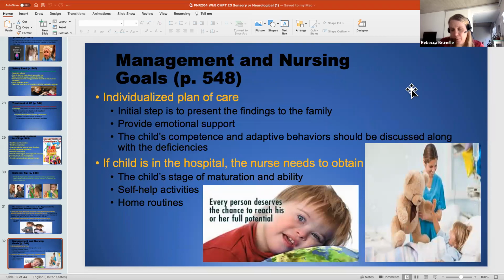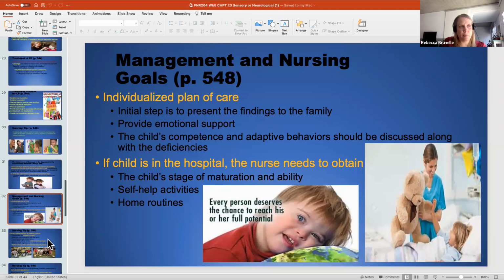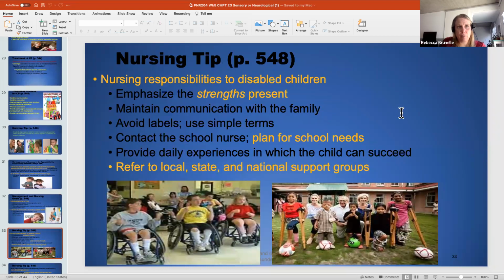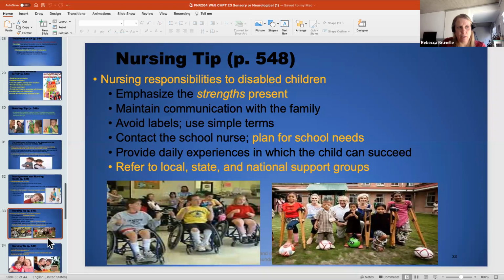So every time in nursing, if you're given a question about plan of care, you always want to think about, is it individualized? You're providing emotional support, thinking of the entire family unit when you're in pediatrics. When they're in the hospital, try to maintain their home routine as much as possible, and always think about their level of maturity and their ability when you're planning their care. I talked about this a little bit, always emphasize their strength. It doesn't matter if you're wheelchair bound, you can still do a lot of things, and you should highlight those things that they're able to do. The school nurses are a great resource, and there are also a lot of support groups in the community that can help parents.